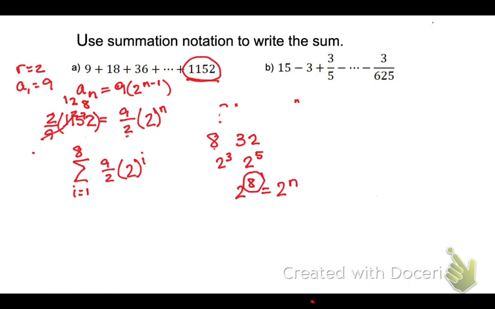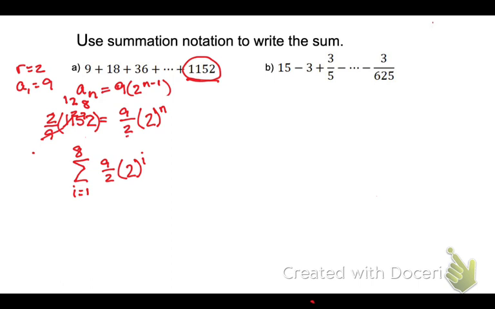So it's going to take a little bit of work to figure those out, but they're all going to work out, because you're not going to have something like a 2.5 for n. Okay, so it says use summation to write the sum. Well, I did that. Now I need to find the sum.